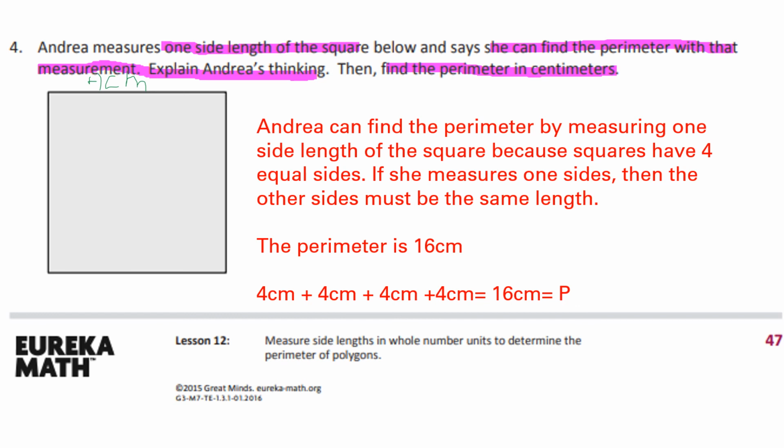And you could also do 4 times 4 equals 16. So that was the end of this lesson.